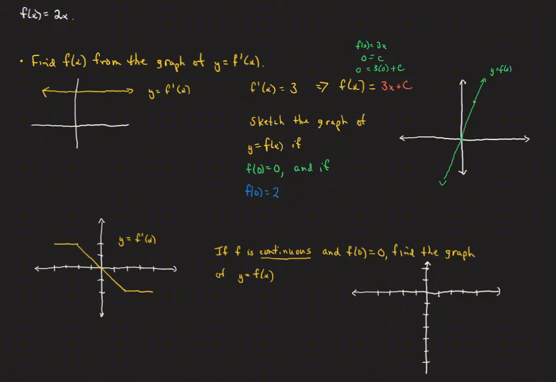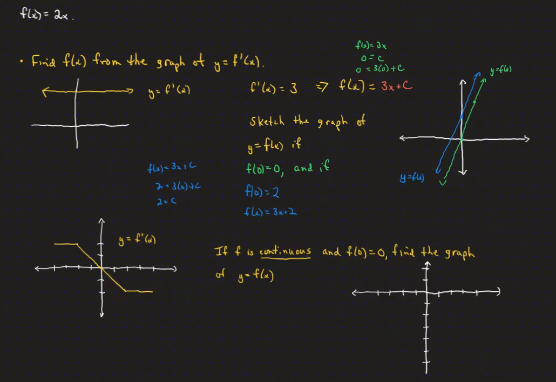Now if f of 0 is 2, then for our f of x equals 3x plus c, when we plug in 0 for x, we get 2 for f of 0. That means c would be 2, and what we're going to graph is 3x plus 2. We start at 2, again with a slope of 3, and we would get something that looks like that for our f of x.